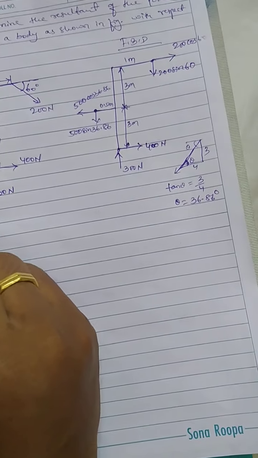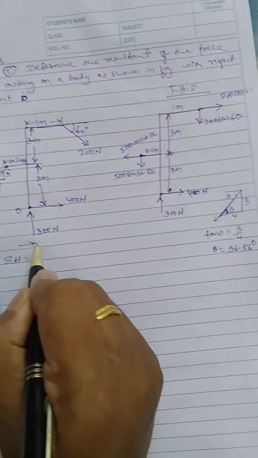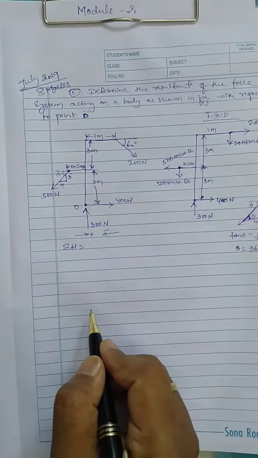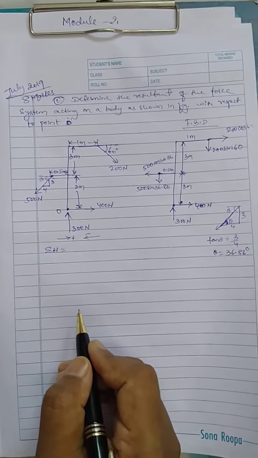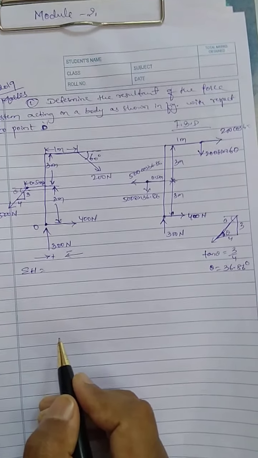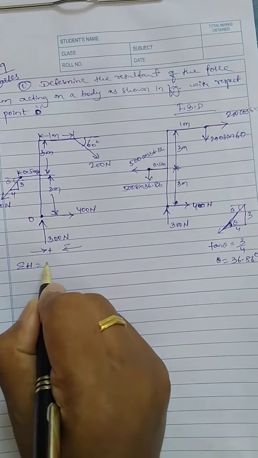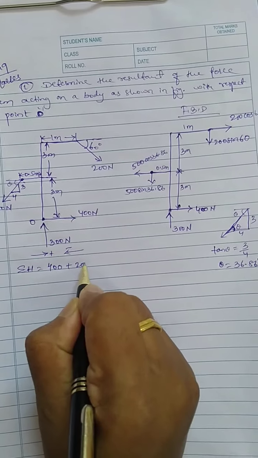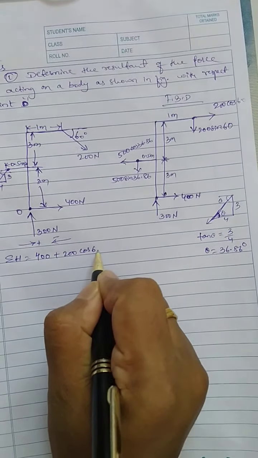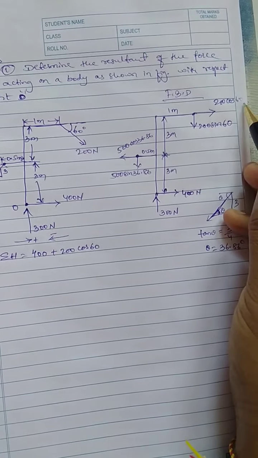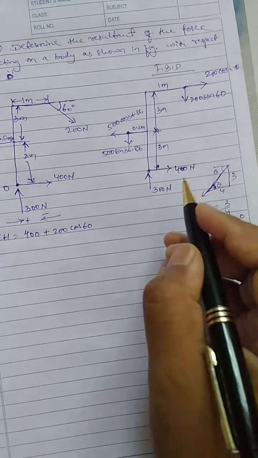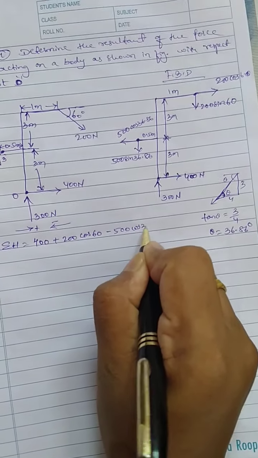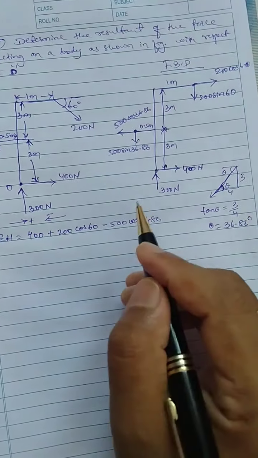Now let us calculate summation of H. To calculate summation of H, our sign convention is right side acting forces are positive, left side acting forces are negative. This is the sign convention. Now look at the free body diagram, which are the forces acting along x direction. So we have 3 forces. Let us first write positive forces which are acting towards right. 400 is acting towards right, so plus 200 cos 60 acting towards right. Whereas 500 cos 36.86 is acting towards left, so it is minus.